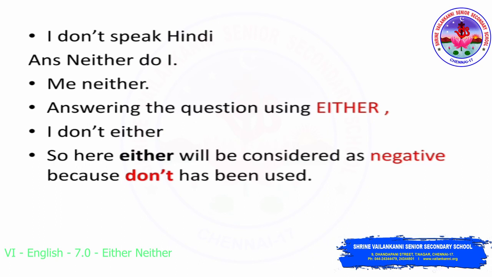Now what will happen if you use either in a negative sentence? How can you use either in a negative sentence? Actually, this is not a common form, but it is a correct form. Here either will be considered as negative. I don't either. So don't has been used here, and either will be considered as negative.